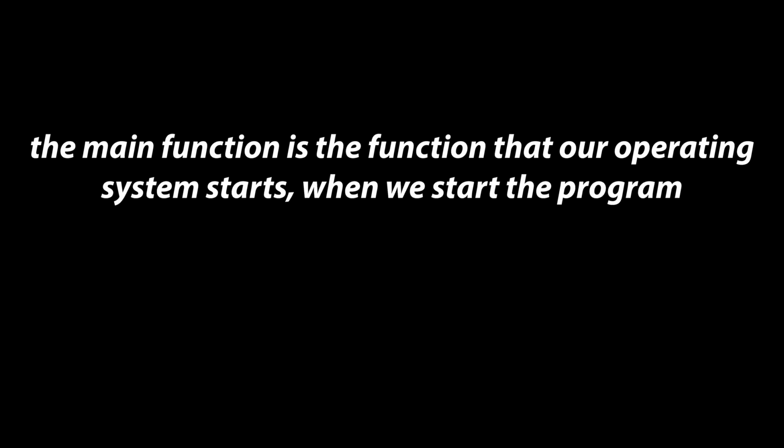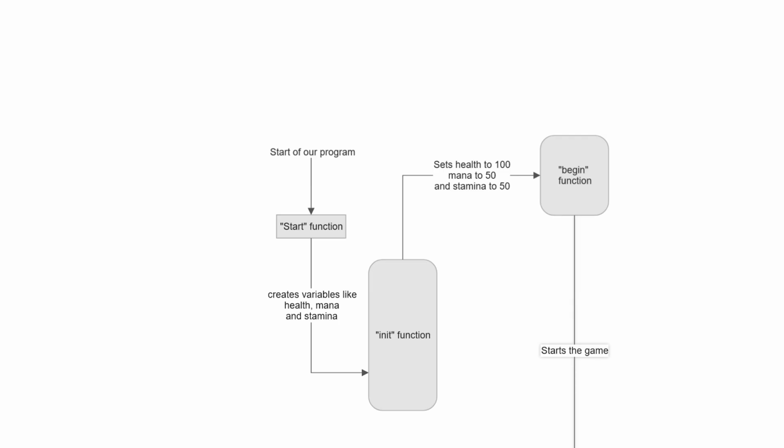The main function is the function that our operating system starts when we start the program. So when you execute the executable, so start the program, then the main function is the first function that starts. So let's imagine we created a game. It has 3 functions: start, init, and begin.